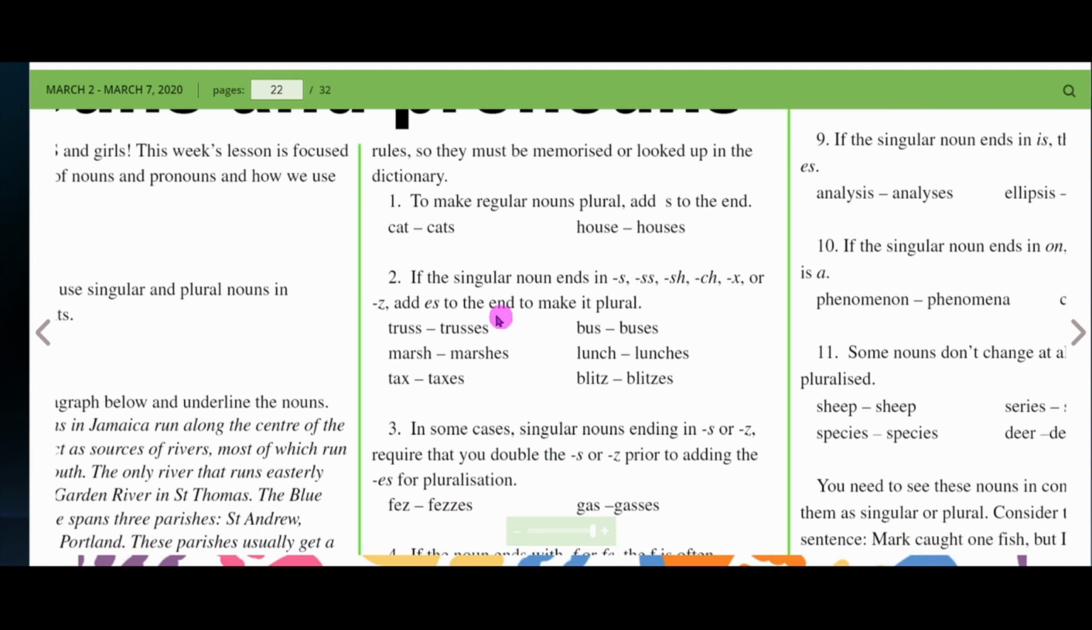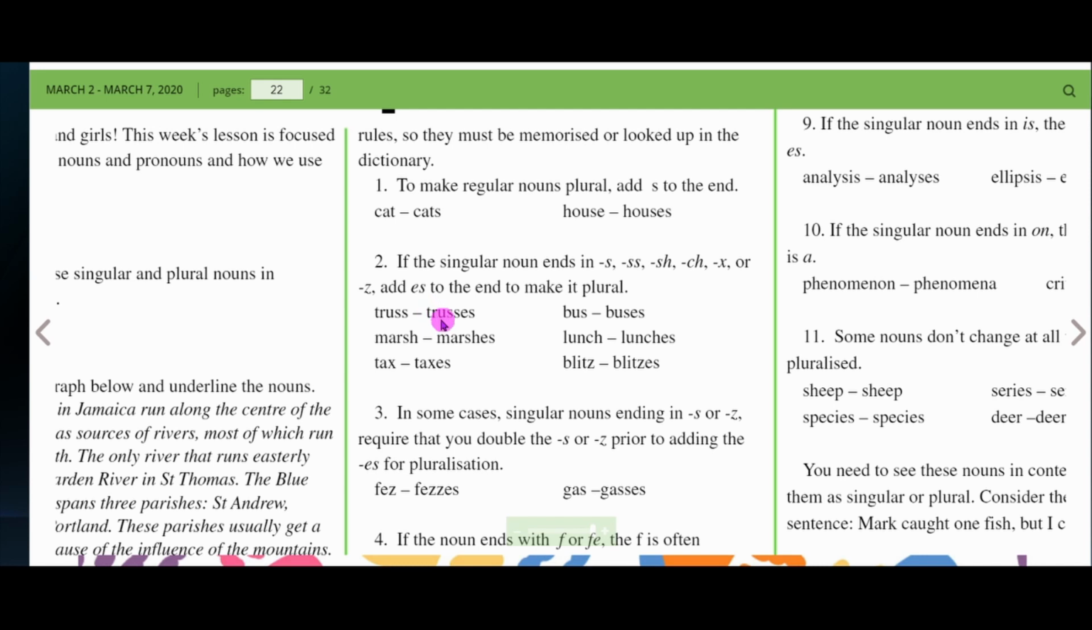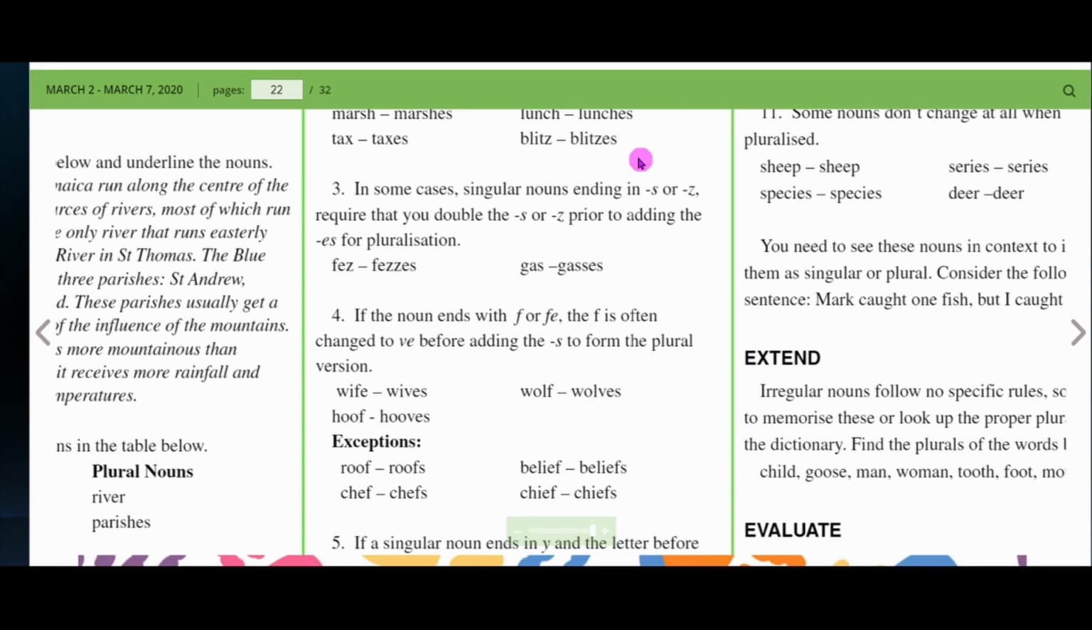Rule 2. If a singular noun ends in S, SS, SH, CH, X, or Z, add ES to the end to make it plural. So truss becomes trusses, bus, buses; marsh, marshes; lunch, lunches; tax, taxes; blitz, blitzes. Rule 3. In some cases, singular nouns ending in S or Z require that you double the S or Z prior to adding the ES for pluralization. So fez becomes fezzes and gas becomes gases.